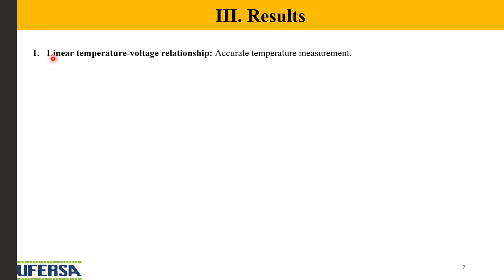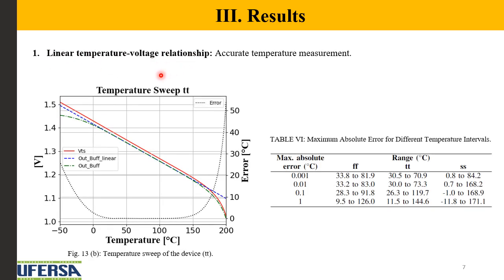The first result is the linear temperature-voltage relationship. As we can see in this temperature sweep, this green line is the output of the buffer, which was compared to this blue line here. And even with a maximum error of 1 Celsius degree, the sensor achieved this temperature range. So this simulation was done with FF and SS corners to analyze variation in the fabrication process. So even with this variation, the sensor achieved this temperature range.